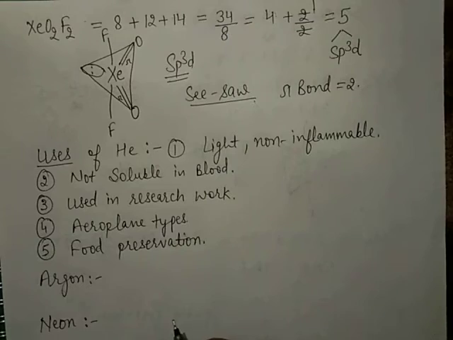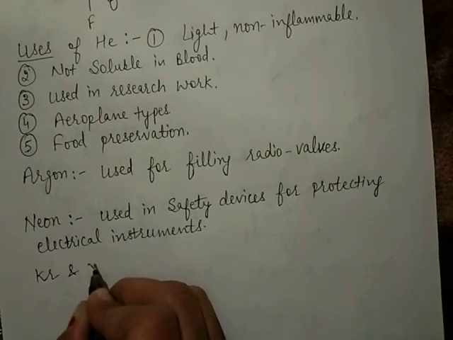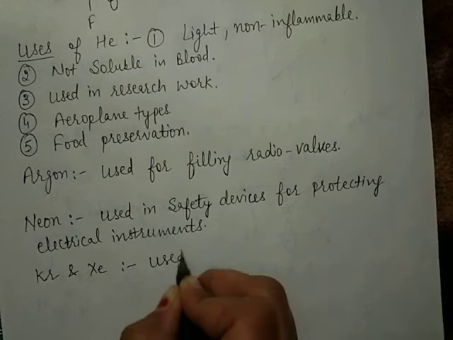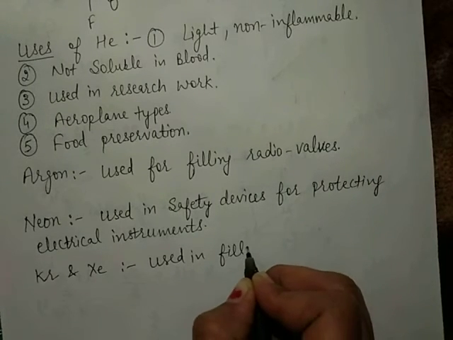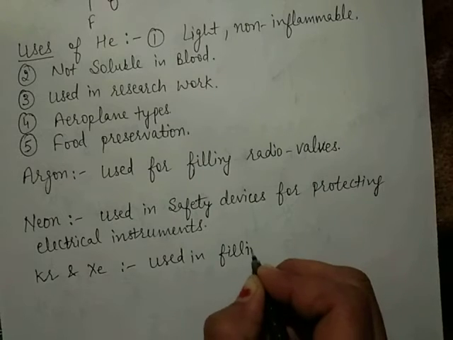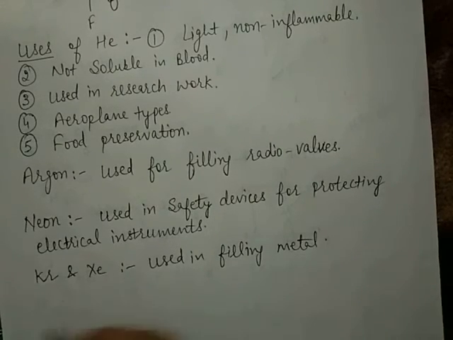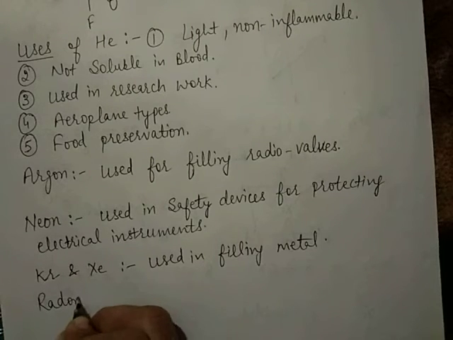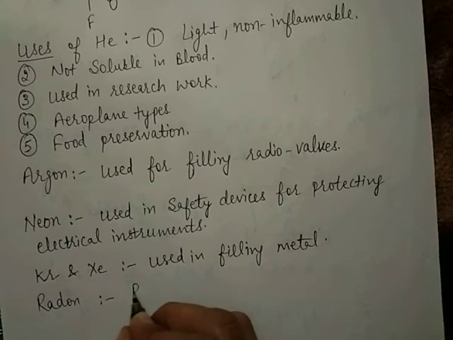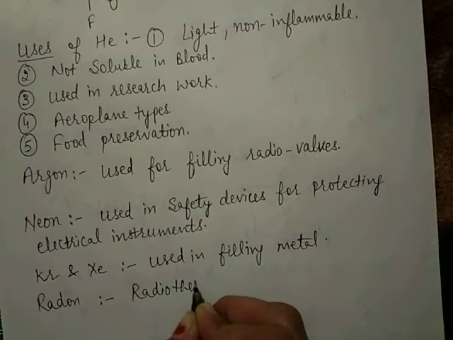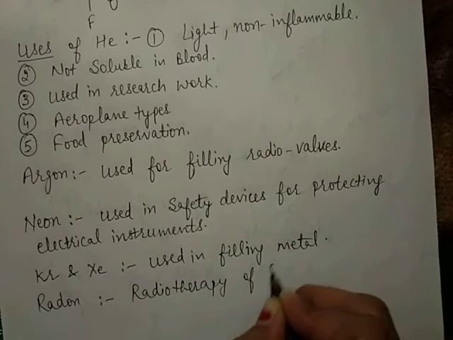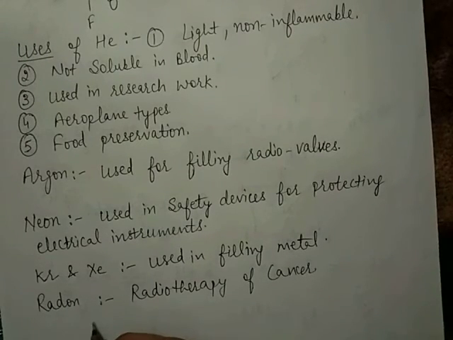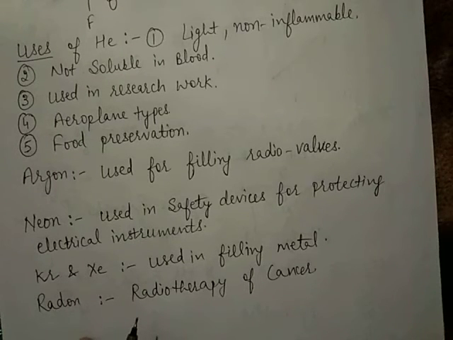Okay, now next is krypton and xenon. These gases are used in filling the metal filament electric bulb. Okay, now next is radon. Radon is used in the radiotherapy of cancer. It is also used to check the defects in steel castings. Okay, and in photography also, the photographic materials are made with the help of radon. Okay, now these are the main uses of these gases.